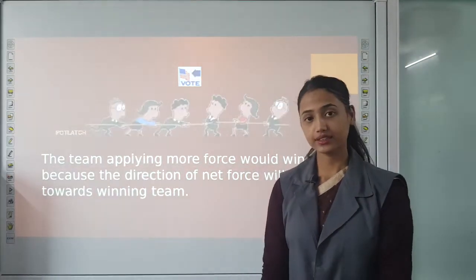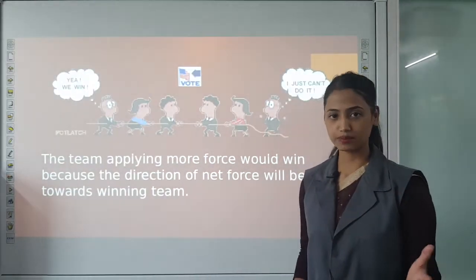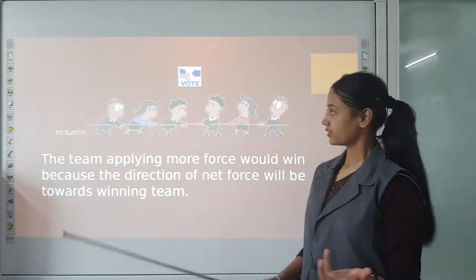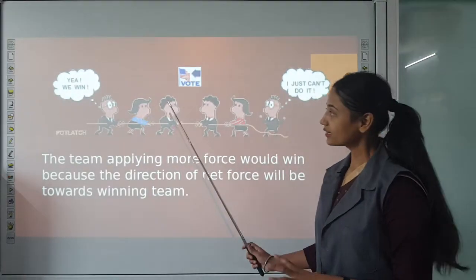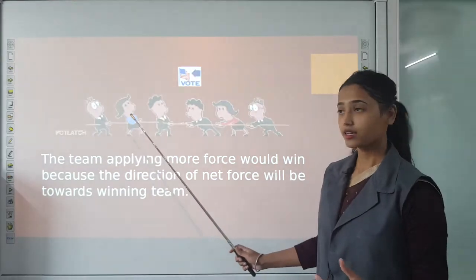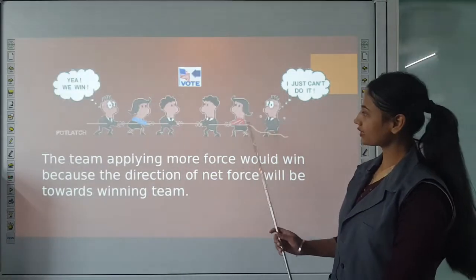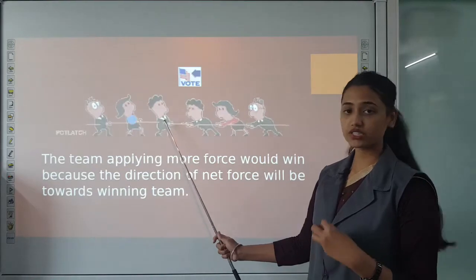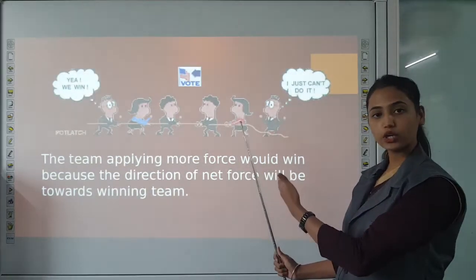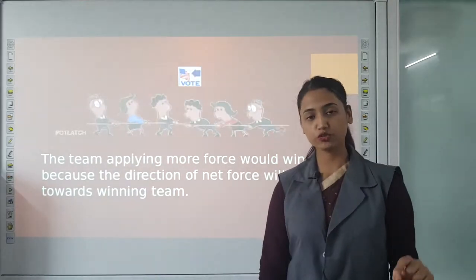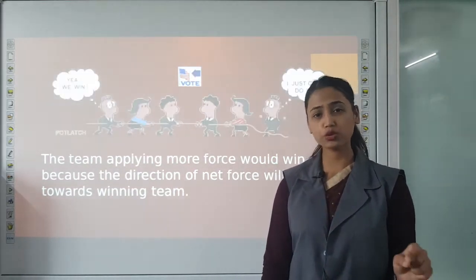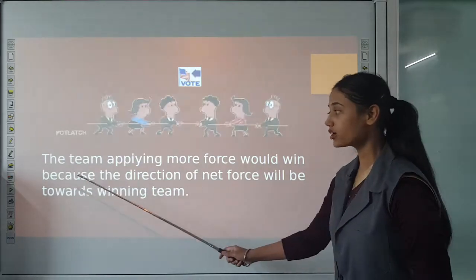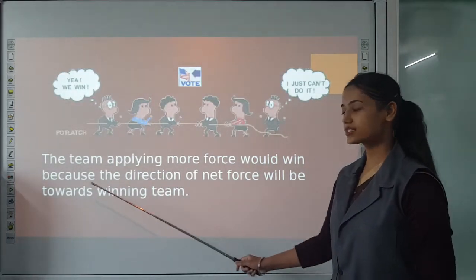Okay, you have seen that phenomenon in the game tug of war. Almost everyone has played this game. So which team wins? The team which applies more force. Like this is team A and this is team B. Okay, these three children are also applying force. What are they doing? They are pulling this rope. Okay, and these three kids are also pulling the rope in opposite direction. These children are pulling rope in which direction? In left direction, and these three kids are pulling in right direction. So the team which applies more force will win. You know the rule of this game, not new to you. So the team applying more force would win because the direction of net force will be towards the winning team.